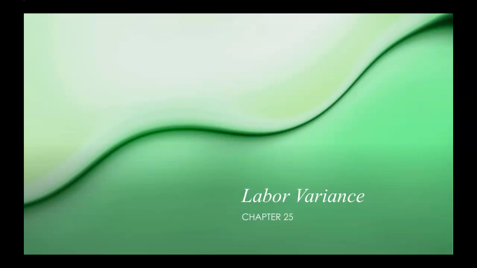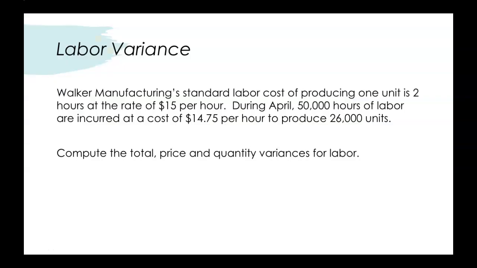Let's work through a labor variance example problem. So the problem says Walker Manufacturing's standard labor cost of producing 1 unit is 2 hours at the rate of $15 per hour. During April, 50,000 hours of labor are incurred at a cost of $14.75 per hour to produce 26,000 units. So we need to compute the total price and quantity variances for labor.